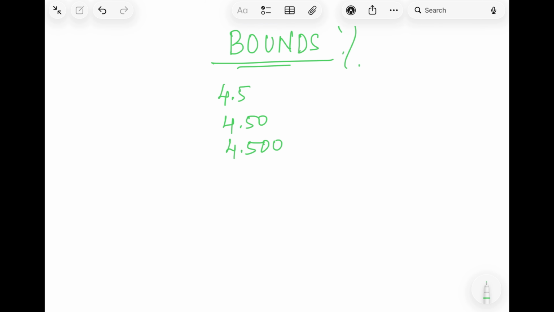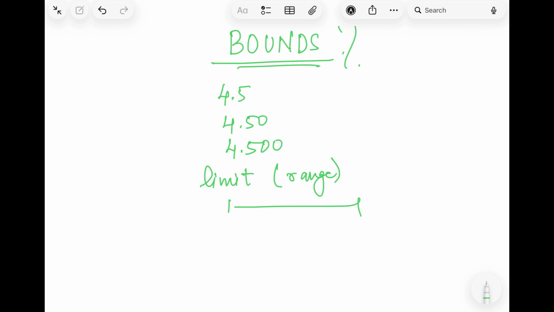Similarly, what are bounds? Bounds are defining a limit or a range. So whenever you have an answer, the answer is supposed to be in a certain range, right? So a bound defines a limit or a range of values within which the number or the answer falls.